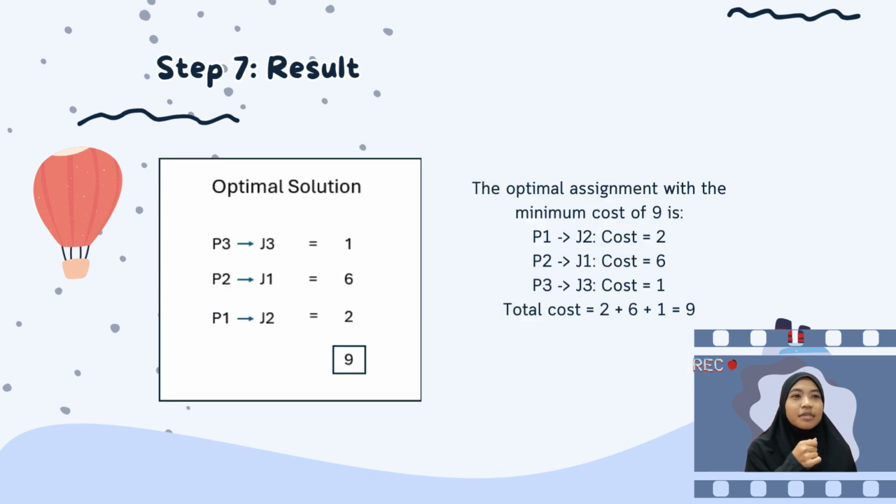So the last step is step 7, which is result. So the optimal assignment with the minimum cost of 9 is P1 to J2 cost 2, P2 to J1 cost 6, P3 to J3 cost 1. So the total cost of this solution is 2 plus 6 plus 1, which is 9. So that's how we solve the problem using the branch and bound algorithm.